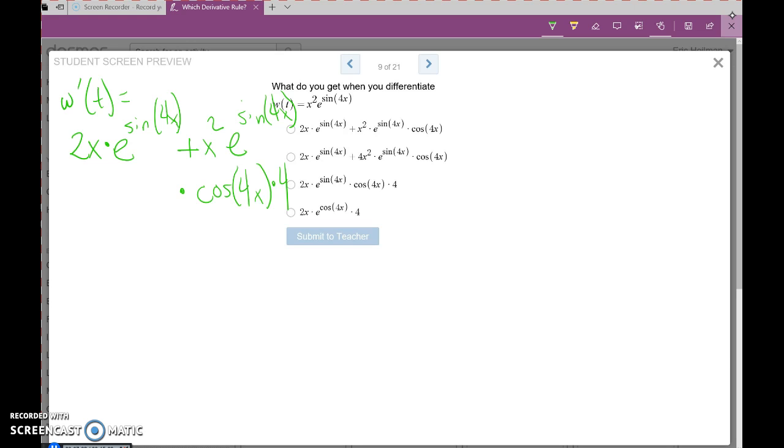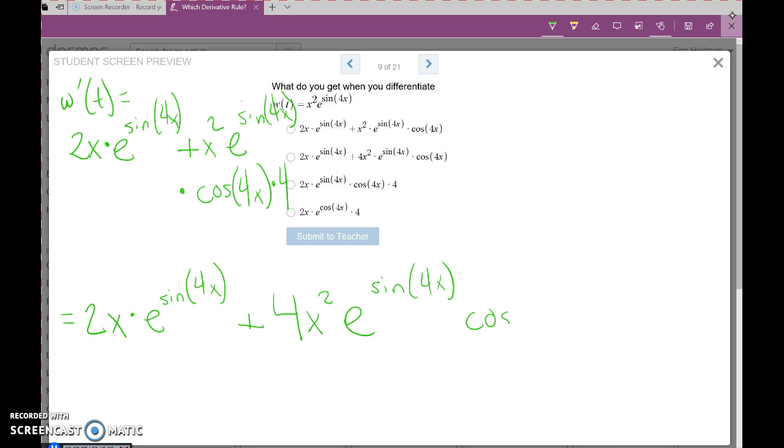So I'm just going to try to clean up a little bit, hopefully where I have a little bit more space on the screen. So the first term was 2x times e to the sine 4x. And then second term plus 4x squared e to the sine of 4x times cosine of 4x.